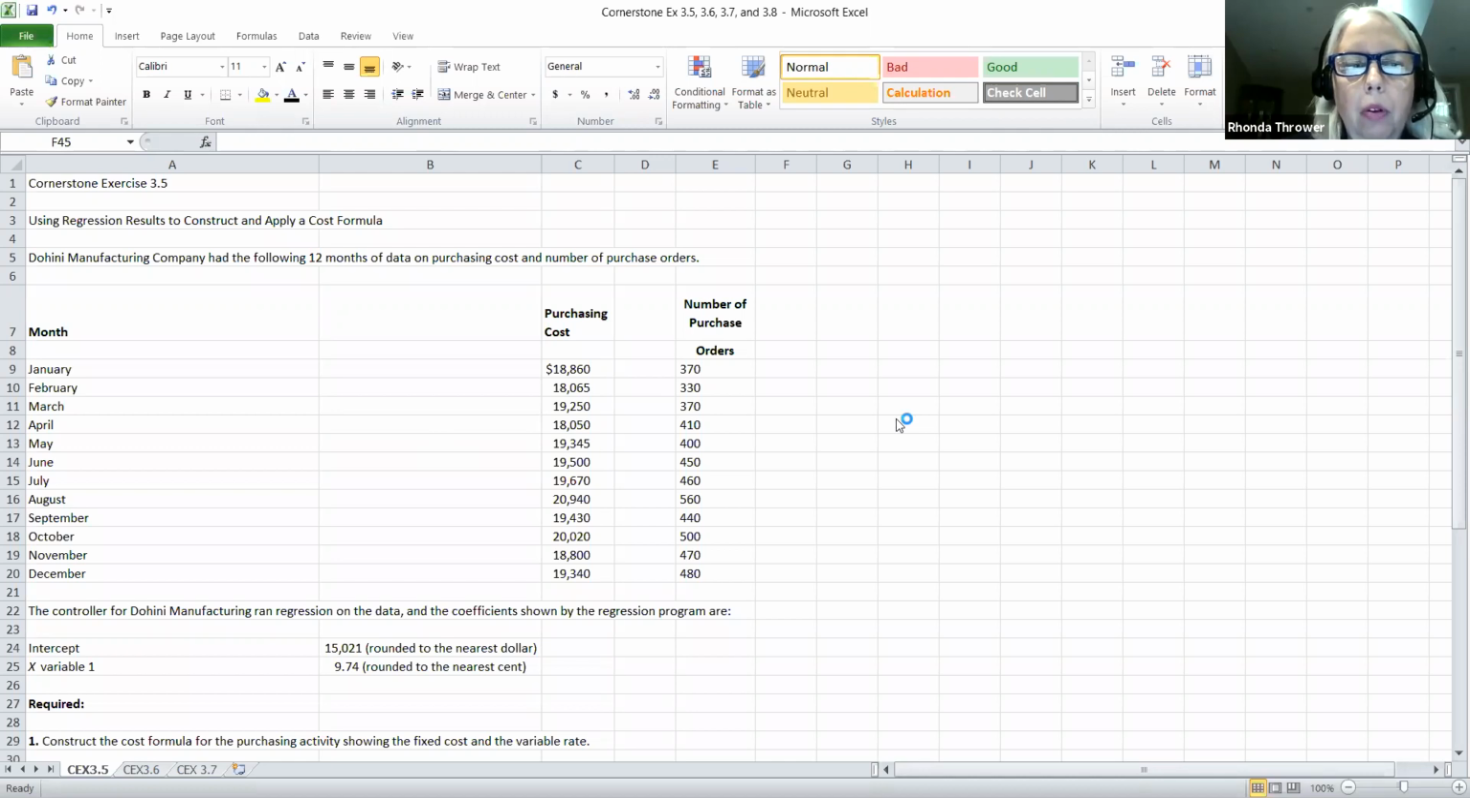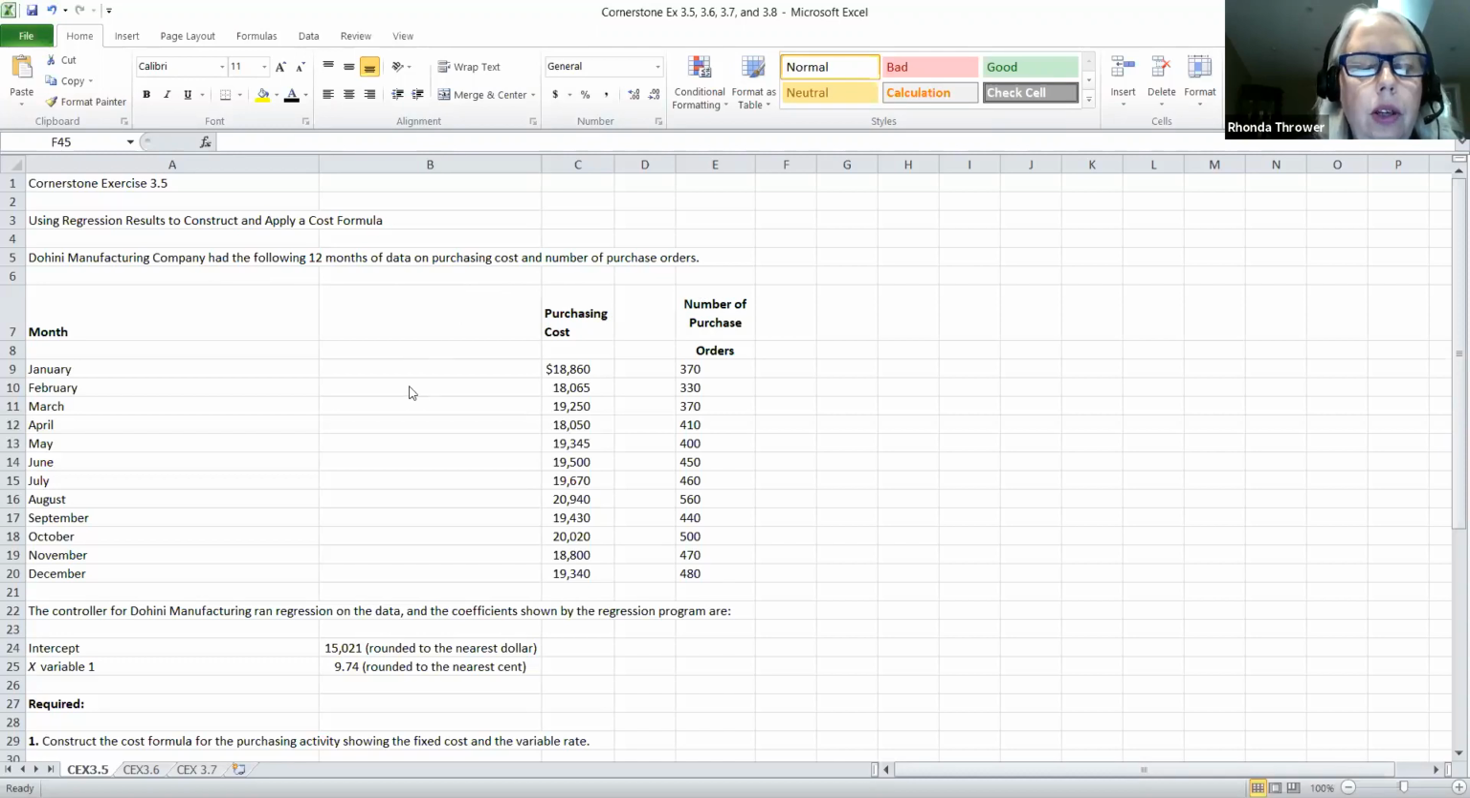You should be able to see my Excel screen for Cornerstone Exercise 3-5 that we are completing today. We're going to be using regression results to construct and apply a cost formula. We're going to be the Doheny Manufacturing Company in this example, and they had 12 months of data on purchasing cost and the number of purchase orders.